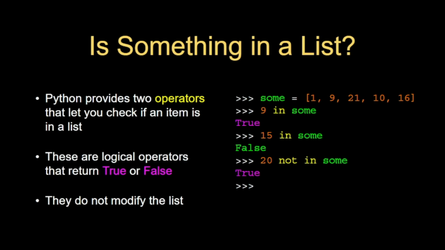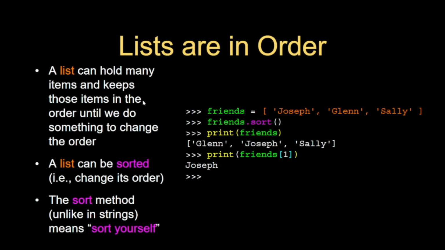Now, lists are in order. One thing you have to understand is that lists are actually in order. A list can hold many items and keep those items in order until we do something to change the order. As we can see here, the append method adds each and every element at the end of the list. So the elements in the list are already in order. Okay, so a list can be sorted as well. The sort method is used to sort the list. It is a predefined function which we use to sort the elements in the list.